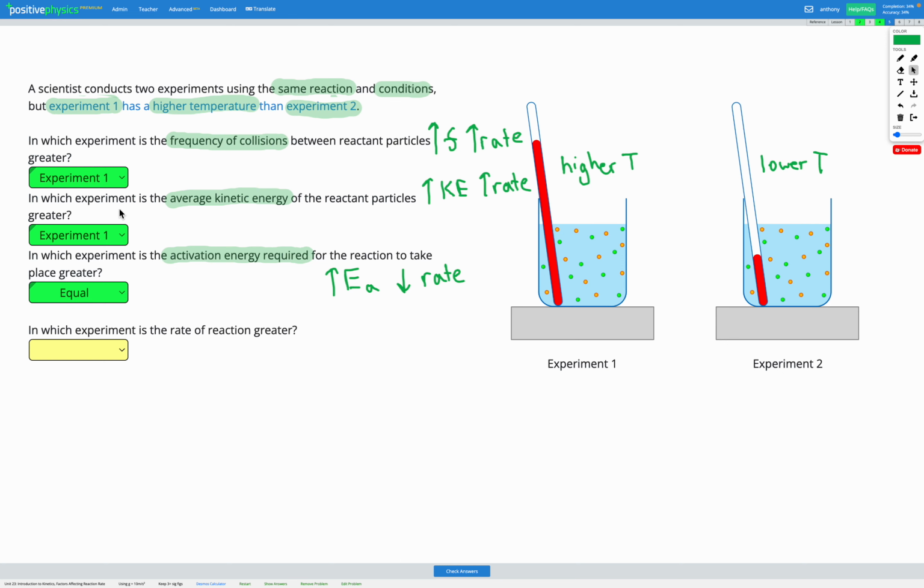So overall, we've got a higher frequency of collisions and a higher average kinetic energy. And both of those things would cause the rate of reaction to increase because it means we're having more successful collisions. So the answer is going to be experiment 1.